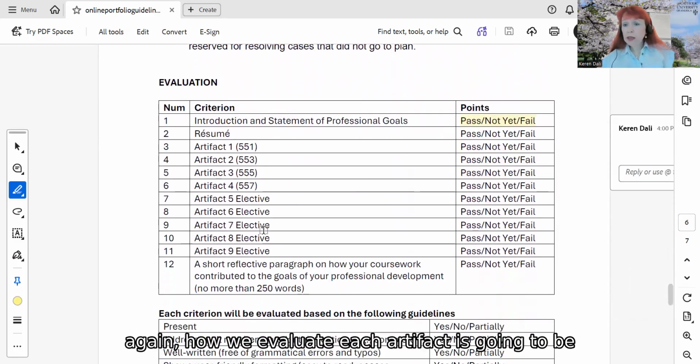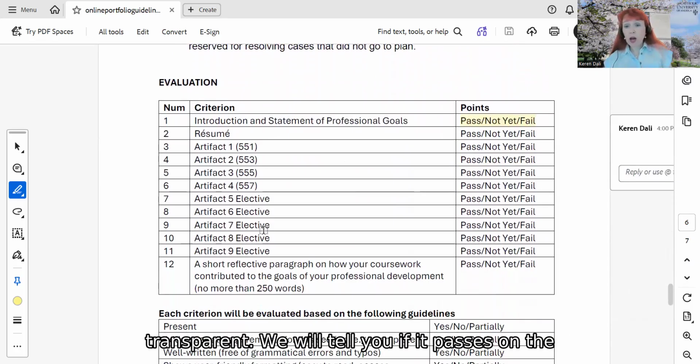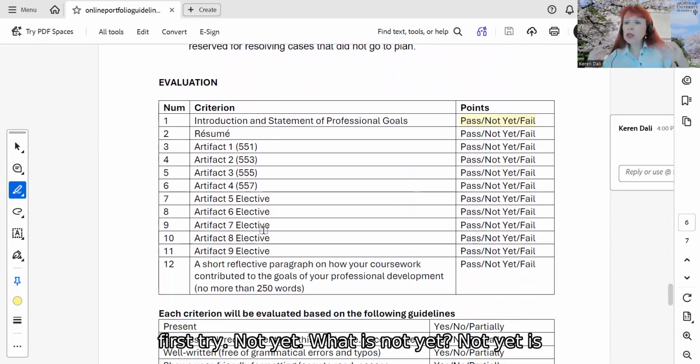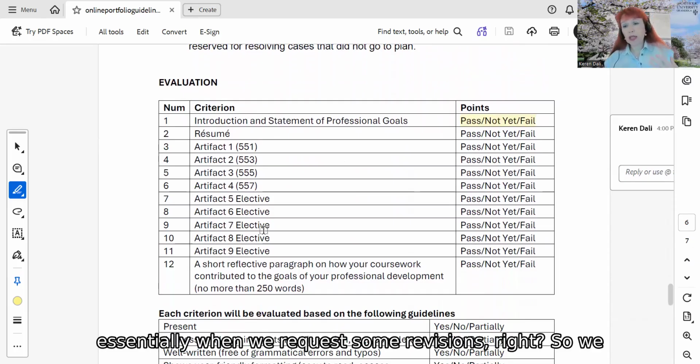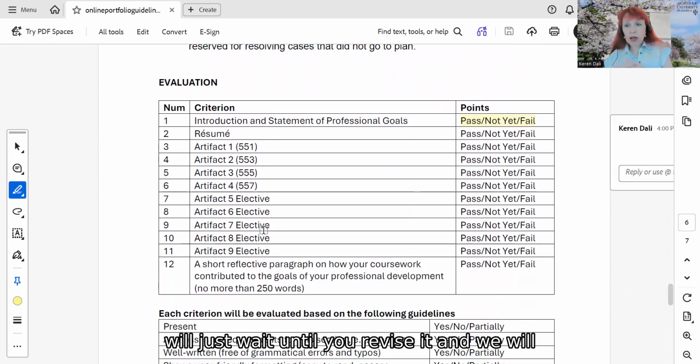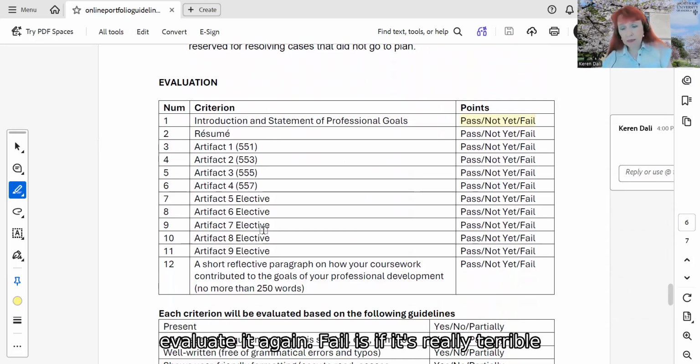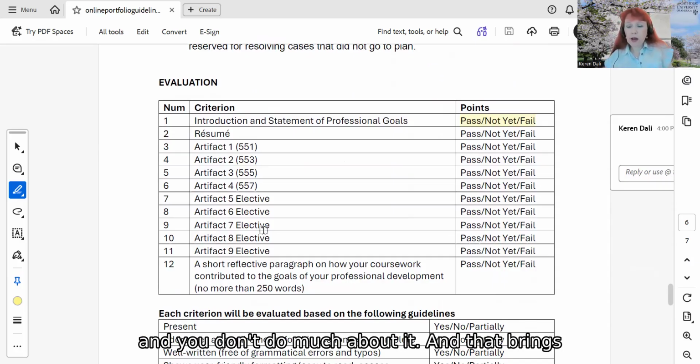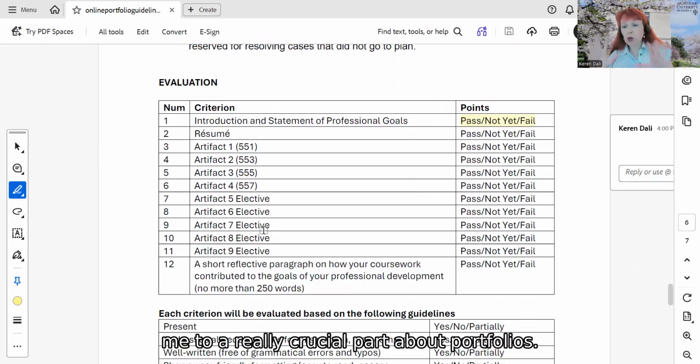So again, how we evaluate each artifact is going to be transparent. We will tell you if it passes on the first try. Or not yet. What is not yet? Not yet is essentially when we request some revisions, right? So we will just wait until you revise it and we will evaluate it again. Fail is if it's really terrible and you don't do much about it. And that brings me to a really crucial part about portfolios.